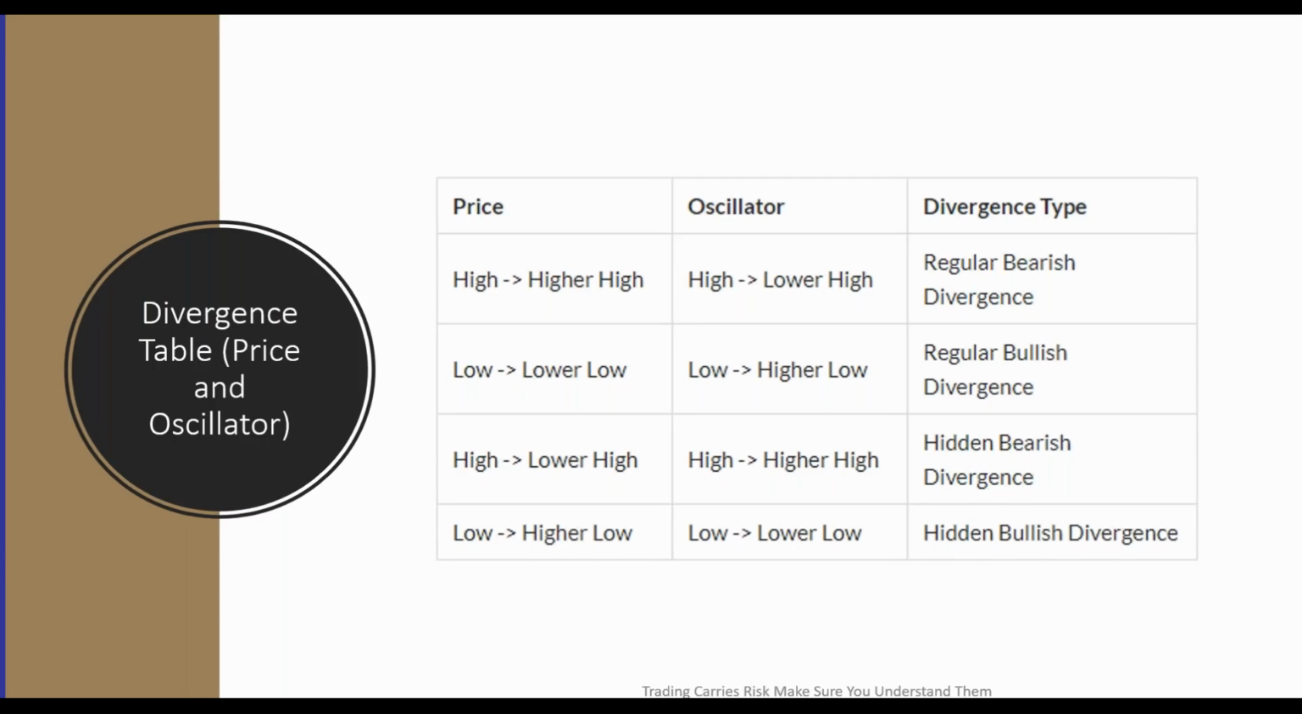When the price is making a low and then a lower low, while the indicator is making a low and a higher low, then we have regular bullish divergence. Now, the difference comes when you have a high making a lower high, which is the same as you get in regular divergence, but the oscillator makes a high and then a higher high.